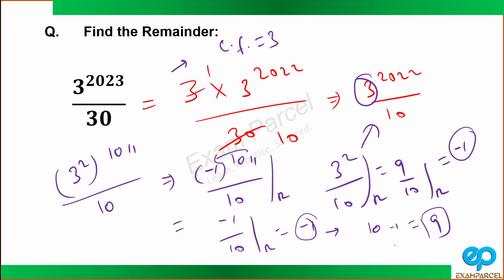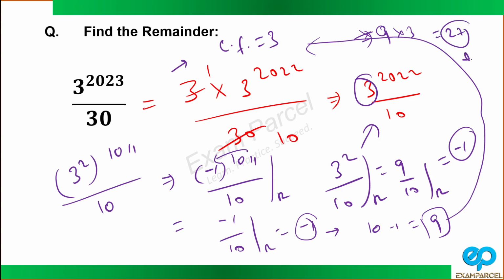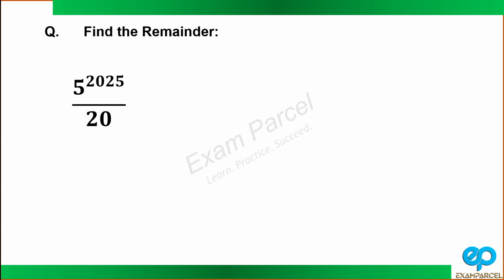Now please don't say that 9 is your answer. Why? Because you will have to multiply by CF. So 9 into 3, that will give you 27 as your answer. I hope this is clear to you. So the correct answer is 27. Now let's look at one more example.